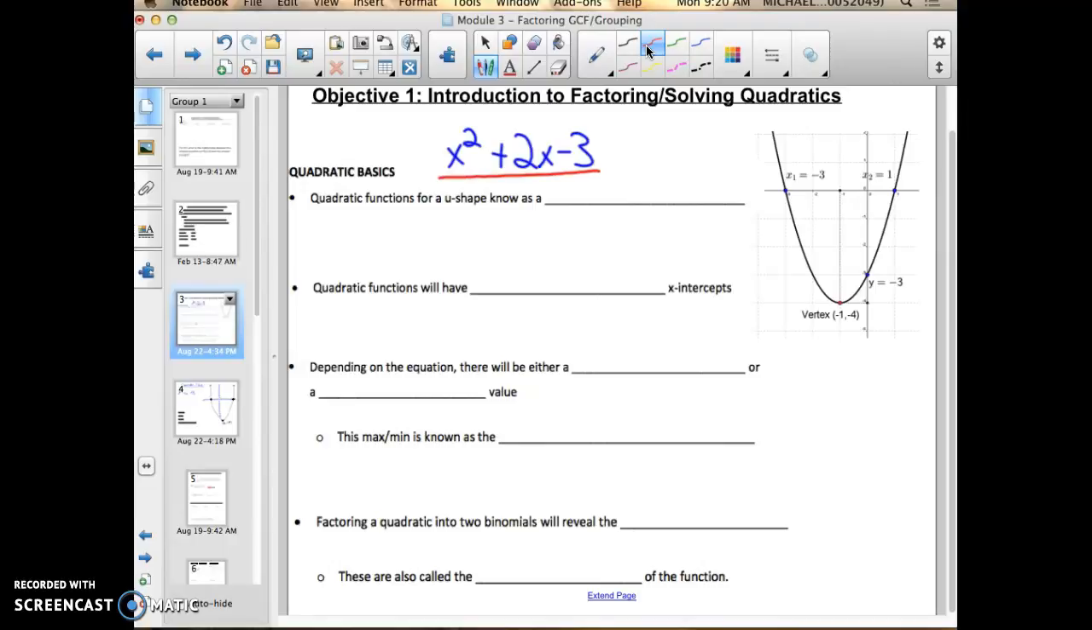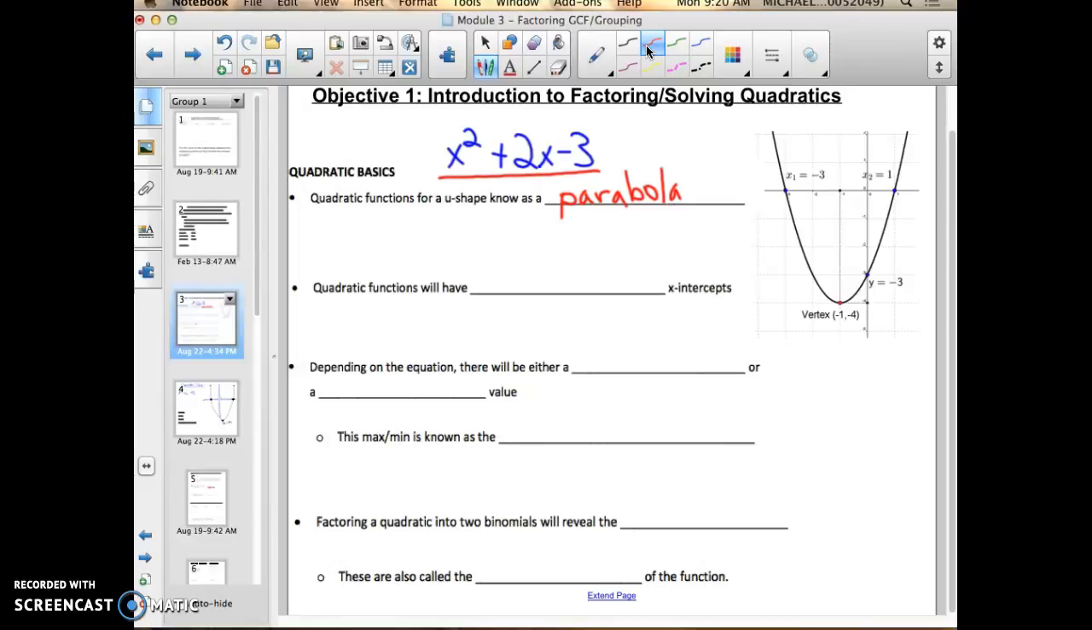To review a little bit about the graph itself, we know that it's positive, so eventually we know that it will have a minimum because it opens up. And I'm going to fill that in the notes. But the first thing, quadratic functions are known for their U-shape known as a parabola. Hopefully that is review. We're just going to review some key points about quadratic functions.